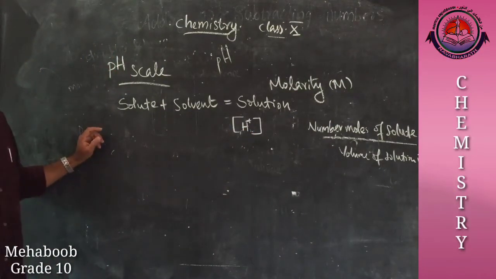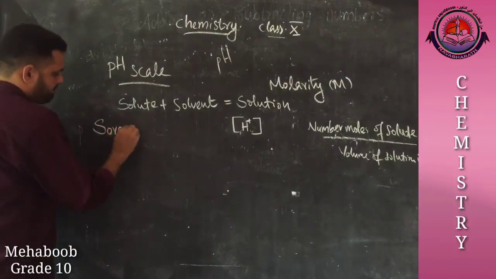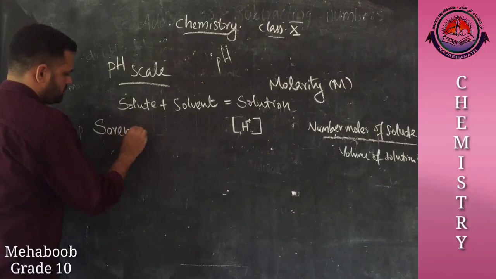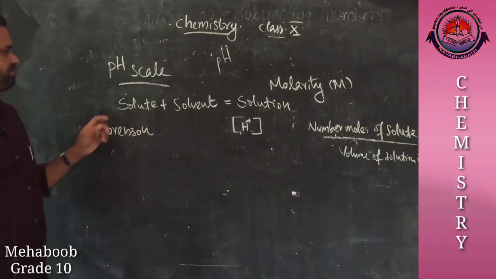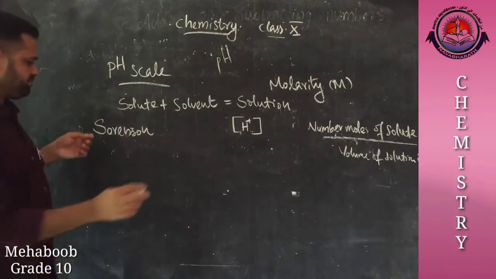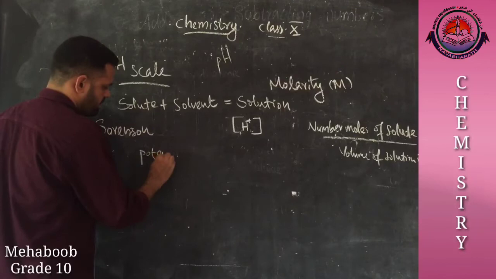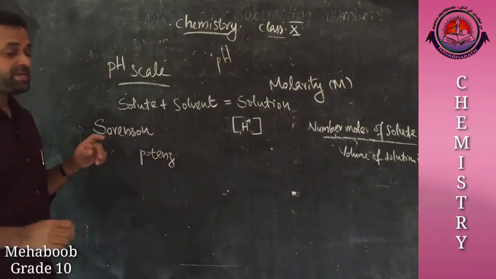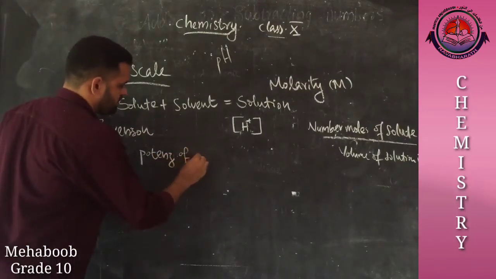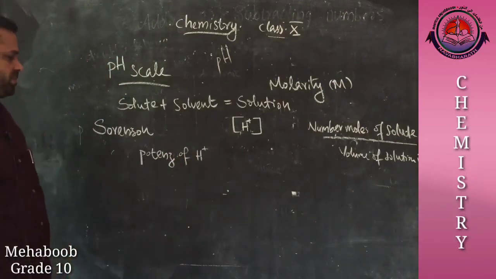A scientist named Sorensen developed this scale, the pH scale. Here P stands for potence of hydrogen ion concentration, H plus ion concentration. That is pH.